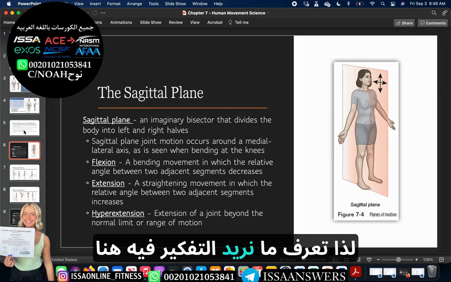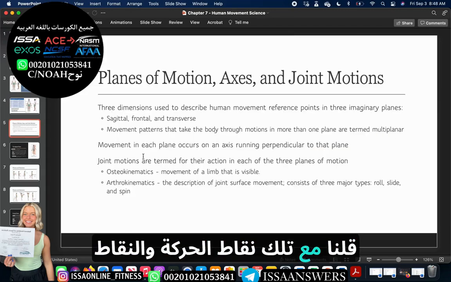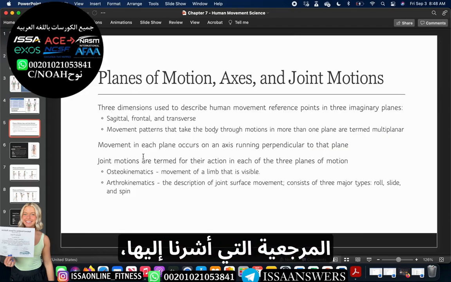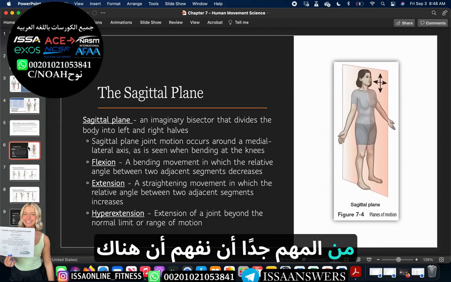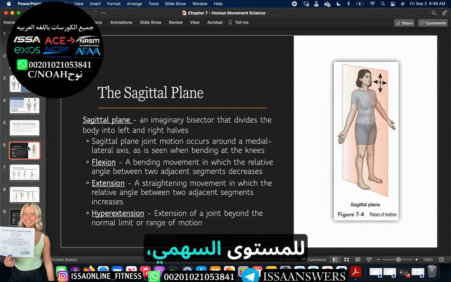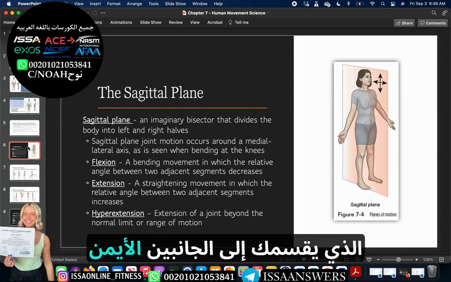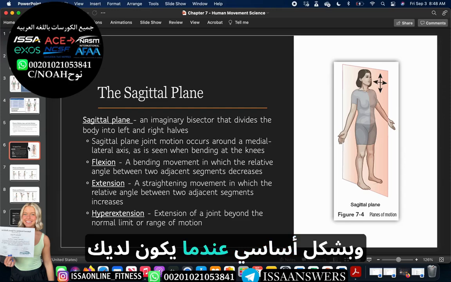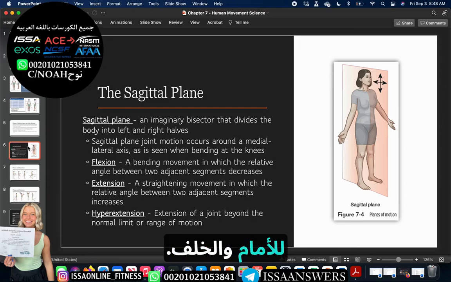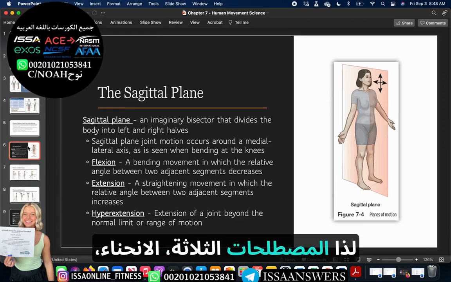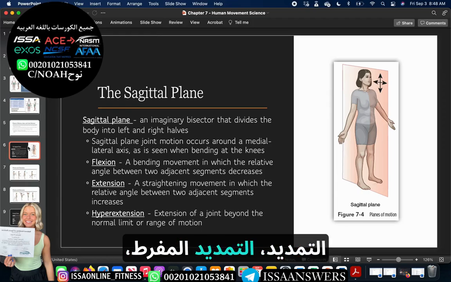So, what we want to think about here, we said, with those movement points and the reference points that we referred to, we want to think about the sagittal plane. Very important to understand that there are three basic movements of the sagittal plane, which divides you into right and left sides of the body. And basically, when you have right and left sides of the body, we're talking about movements that go forward and backward. All right. So the three terms: flexion, extension, hyperextension.